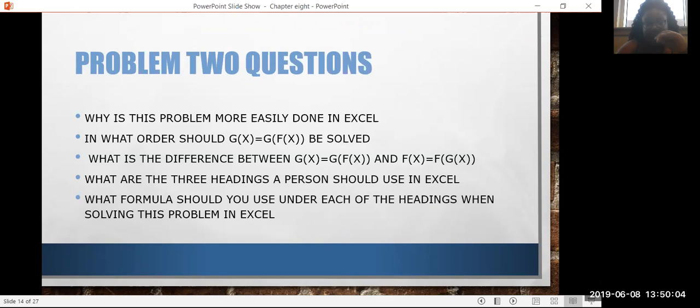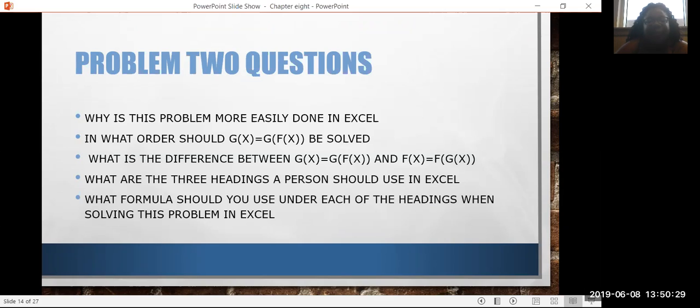My second question is, in what order should g of x equals g of f of x be solved? And I said you should first calculate f of x and then calculate g of the f of x. And then my third question is, what is the difference between g of x equals g of f of x and f of x equals f of g of x? It's kind of a tongue twister. And I said that for f of x, you will calculate it in the reverse order of g of x.